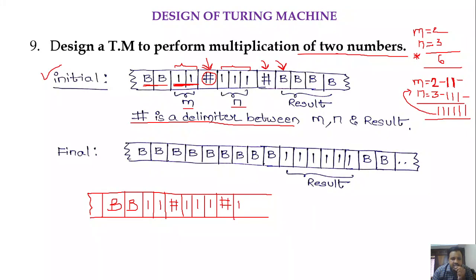Initially those cells are going to consist of blanks. So we are going to have these blanks. Done. So this is one way of storing the input to get the multiplication.